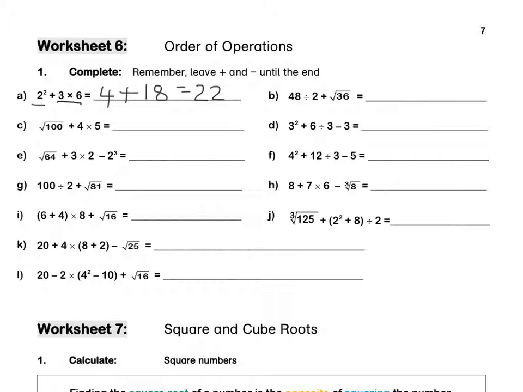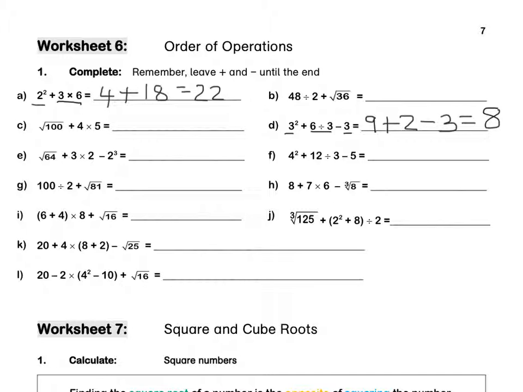Let's look at D together. We have 3 squared plus 6 divided by 3 minus 3. We're going to leave our plus and minus till the end because it separates our three terms. 3 squared is 9, plus 6 divided by 3 is 2, minus 3. Now we work from left to right. 9 plus 2 is 11, and 11 minus 3 is 8.